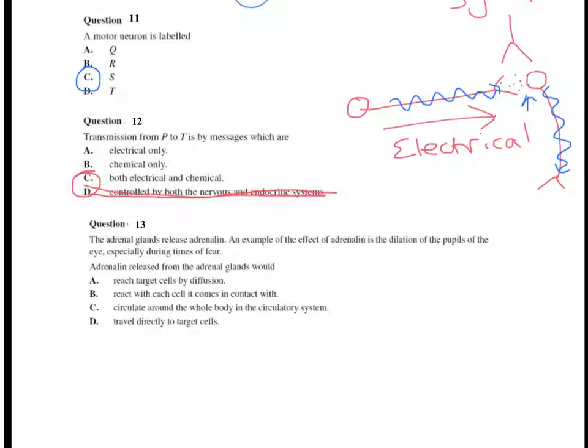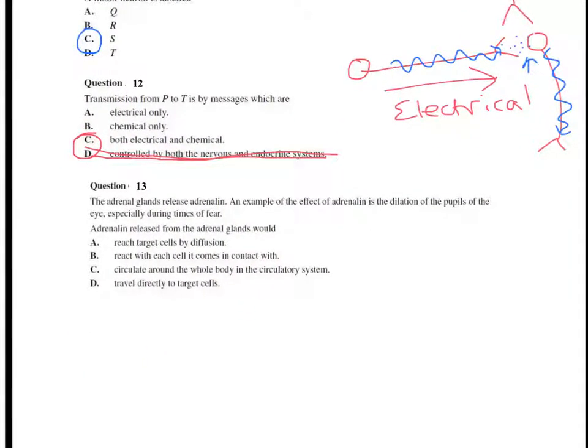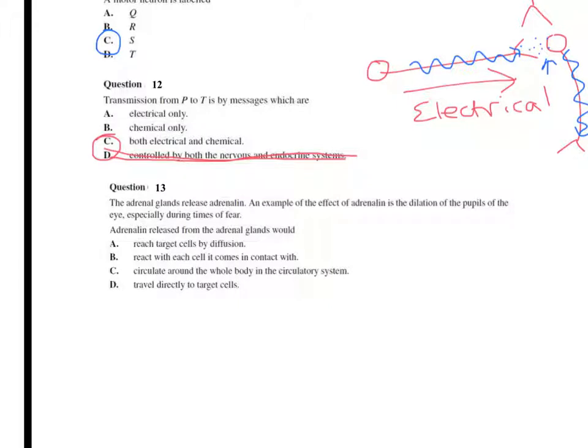Alrighty, moving down. Question 13. The adrenal glands release adrenaline. An example of the effect of adrenaline is the dilation of the pupils of the eye, especially during times of fear. Adrenaline released from the adrenal glands would A, reach target cells by diffusion. Well, no, I think we can safely rule that one out. B, react with each cell it comes into contact with. Again, we know that that doesn't happen.